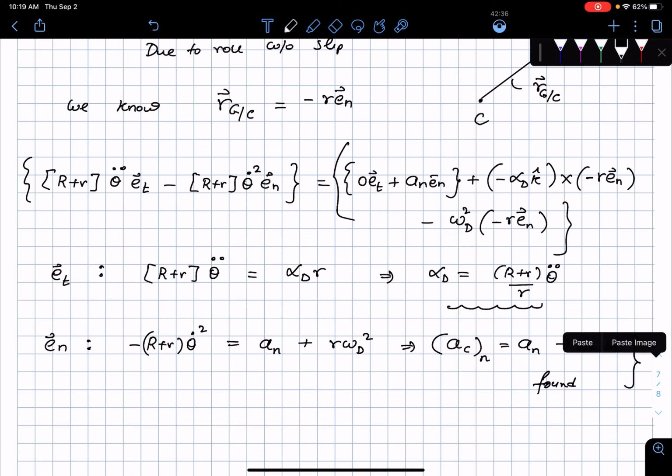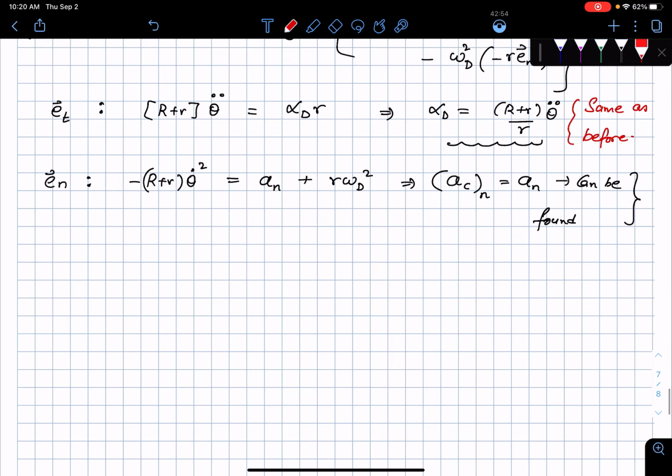So this is the same as before, this alpha here. So there are two ways to do this. One is by making use of differentiation, because I know omega is a function of time, alpha is just rate of change of omega. The other is by using vectors. So at the end of the day, what do I have? Acceleration of G with respect to fixed observer is r plus r theta double dot in the tangential direction.